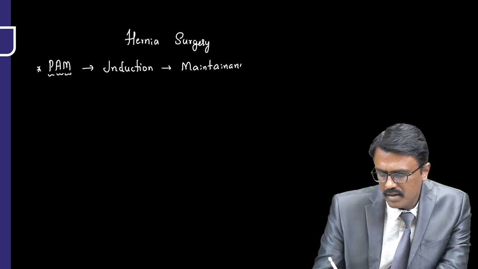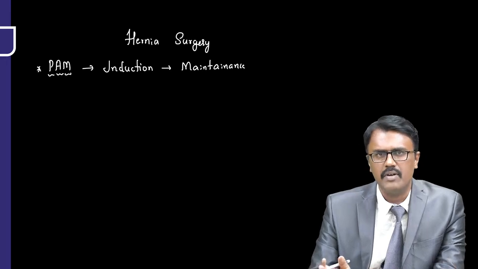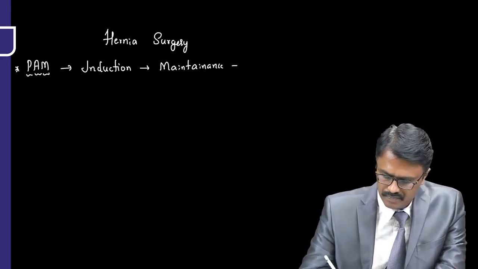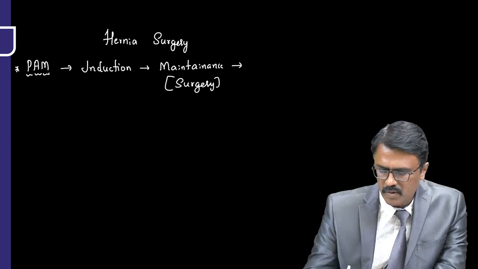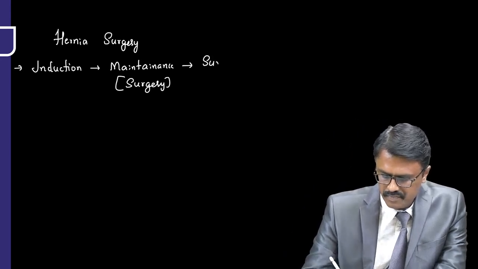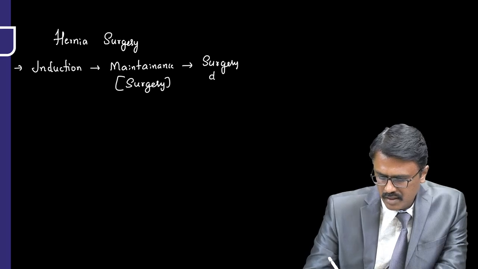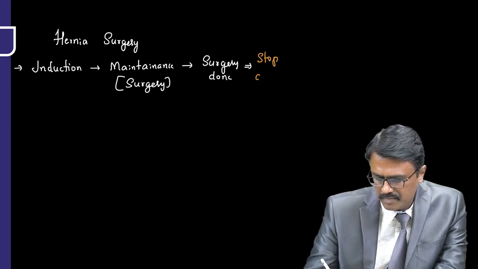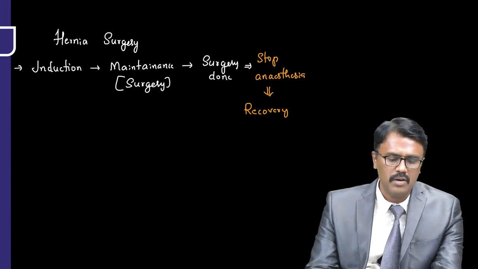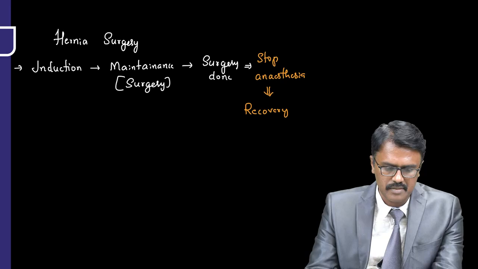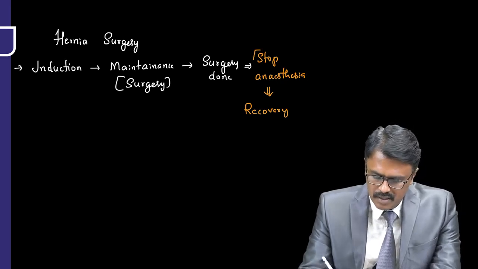Maintenance is usually done by inhalation agents, though it can also be done by IV. During maintenance the surgery is done. Once the surgery is done, the anesthetist will stop the anesthetic. Once he stops the anesthesia, the patient will go for recovery. Next, what happens during recovery?